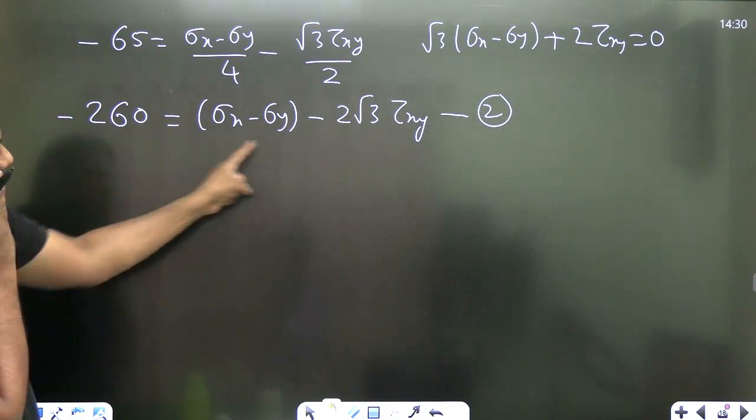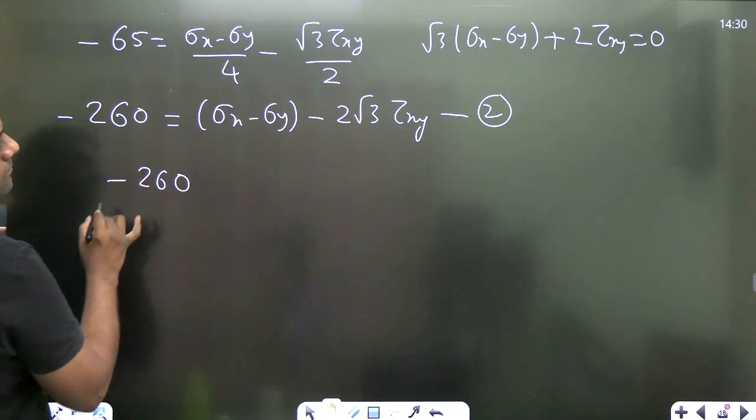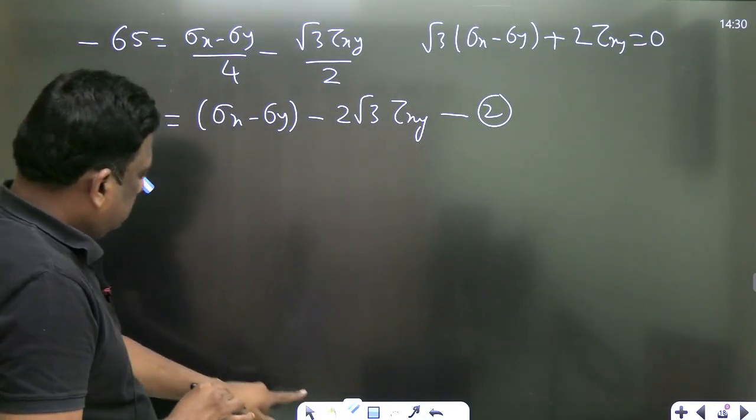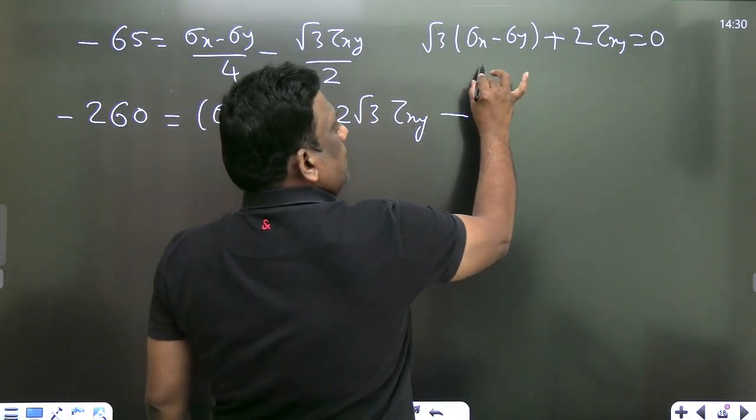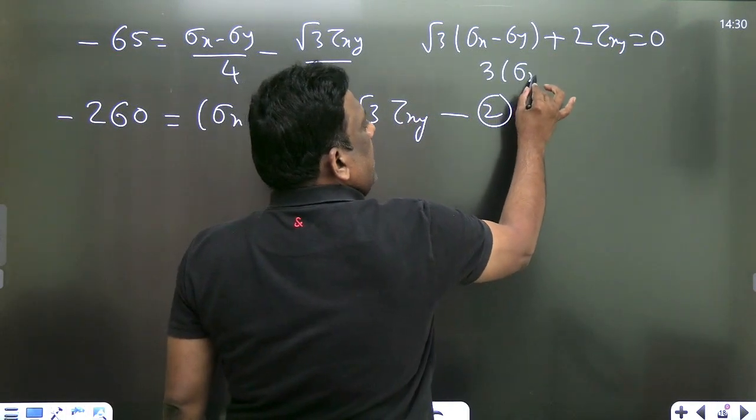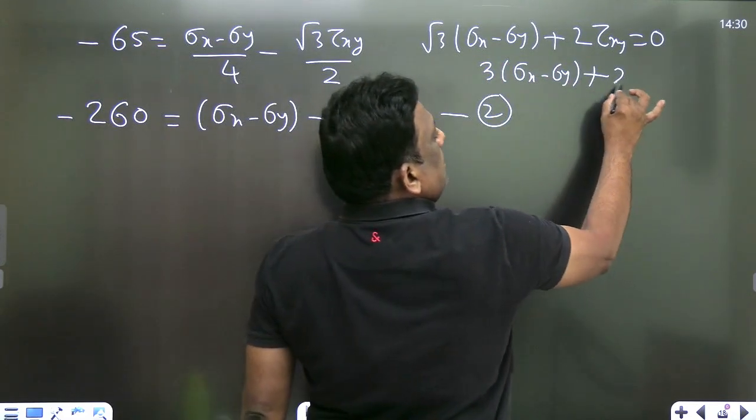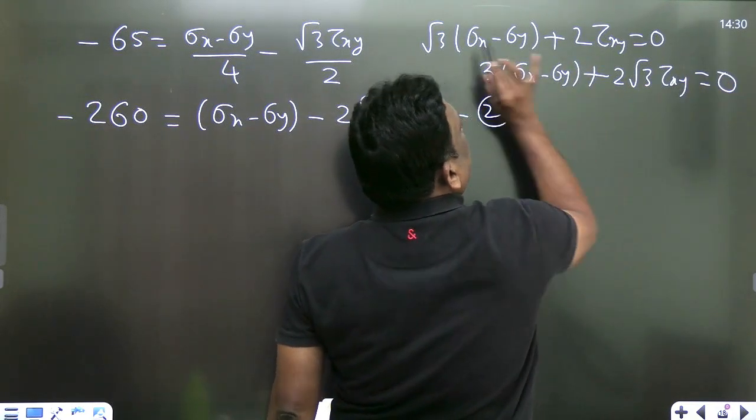I think इसको रूट 3 से मल्टीप्लाई करो, तो माइनस 260. नहीं, मैं इजी करूंगा सर आपको. इसको ही रूट 3 से मल्टीप्लाई करो. You multiply this with root 3, so 3 into sigma x minus sigma y plus root 3 से मल्टीप्लाई करो, रूट 3 से. क्यों ऐसा कर रहा है सर? मेरे पास कुछ रीजन है. I have multiplied both sides with root 3.